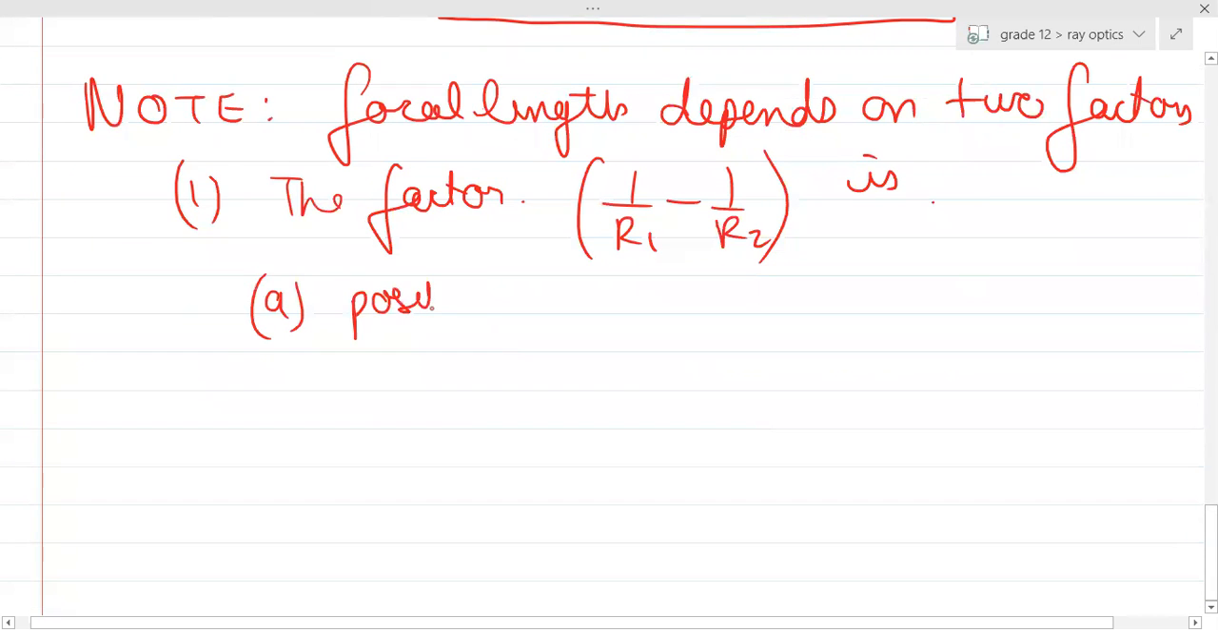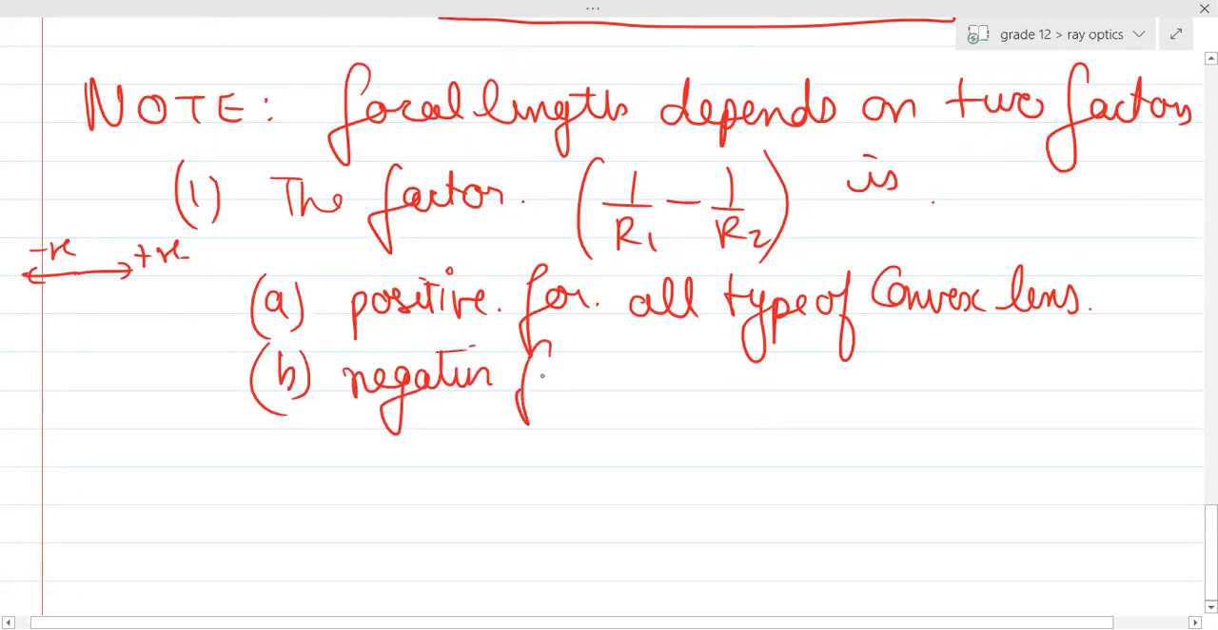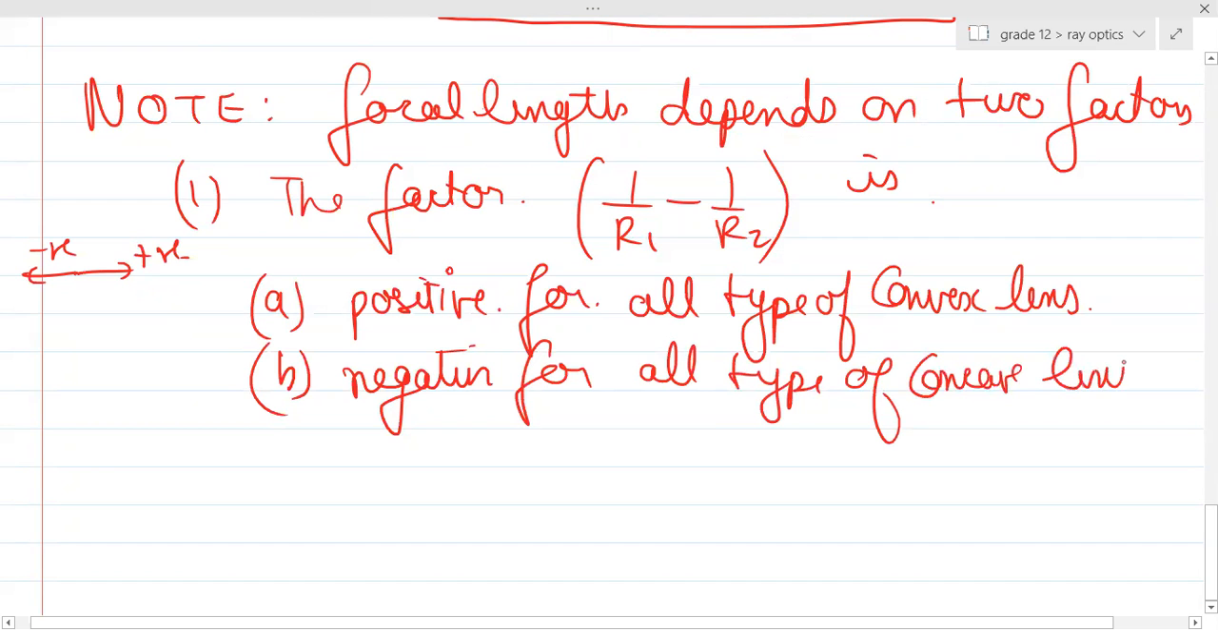Now, can you see this factor? It's positive for all types of convex lenses. And if you want the analysis, you can try to take any particular lens. By the way, I'm talking about this convention, positive, negative. So this factor will be positive for all types of convex lenses, and this factor will be negative for all types of concave lenses.